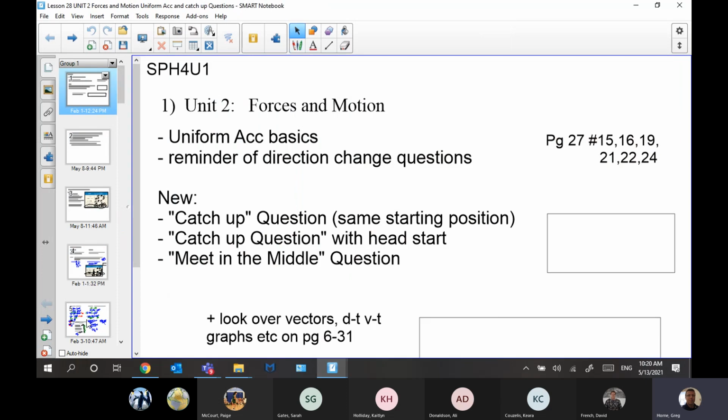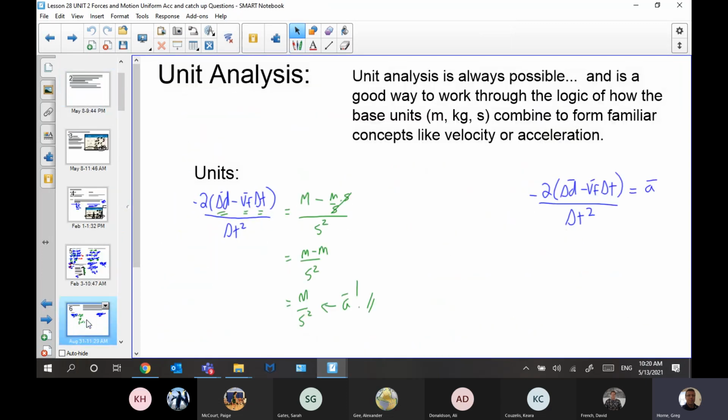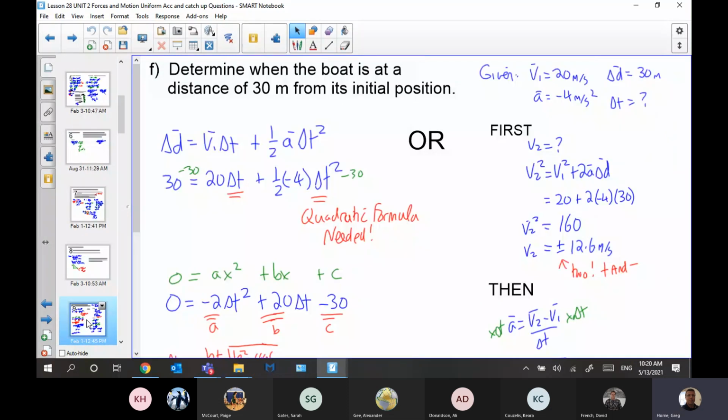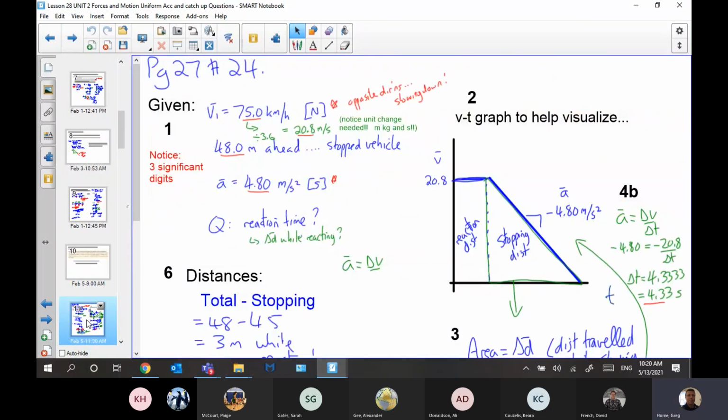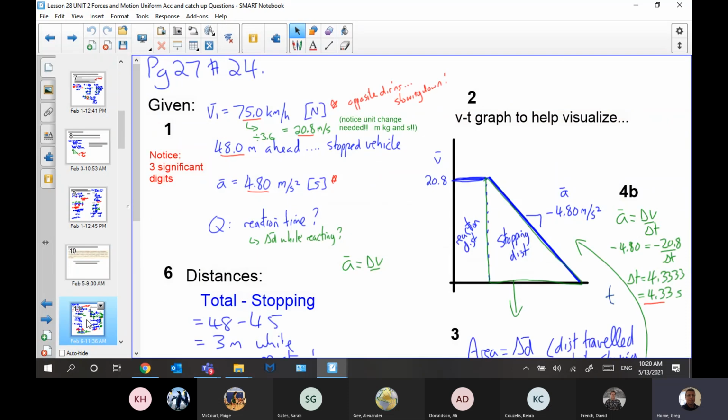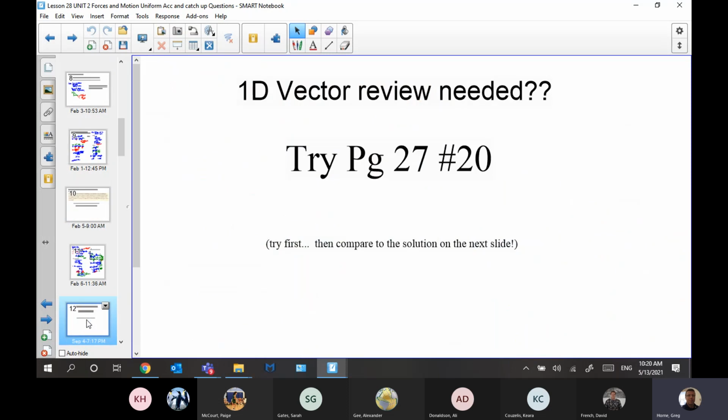Good. All right, so we are heading on to down here somewhere. Which page did we get to? That was the reaction time question. Anyways, there's the reaction time question worked out as well there.